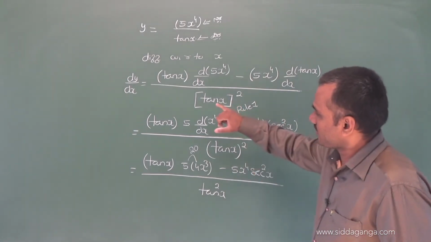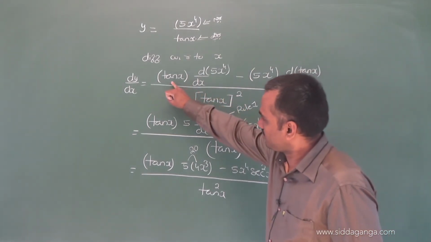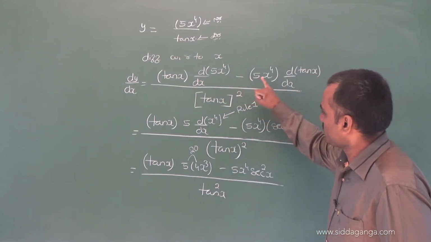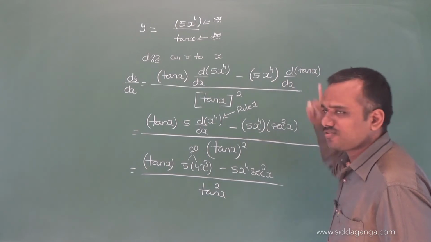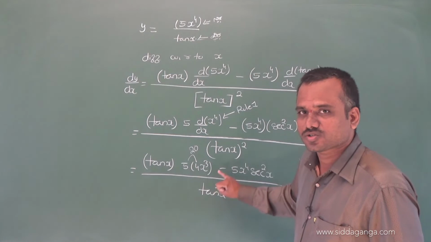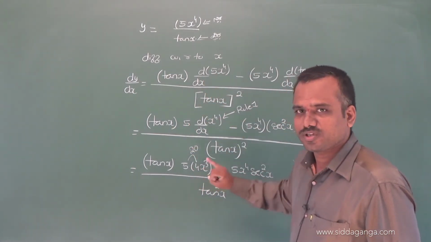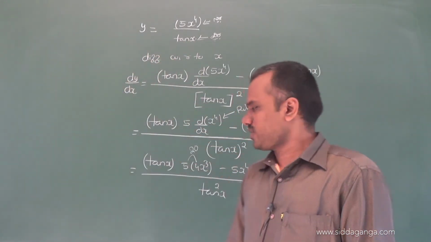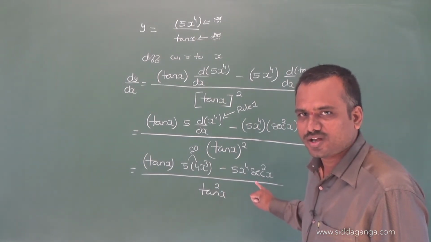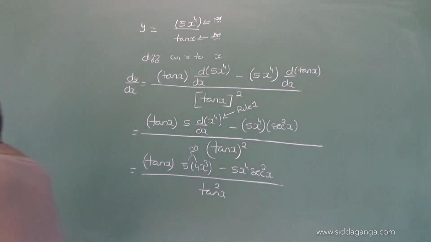See, observe here: denominator into derivative of numerator minus numerator into derivative of denominator. So tan x whole square, tan x into 5 x to the power 4 gives 4 x cube, n into x to the power n minus 1, minus 5 x cube, derivative of tan x is secant square x. So better we take one more practice problem regarding the quotient rule.